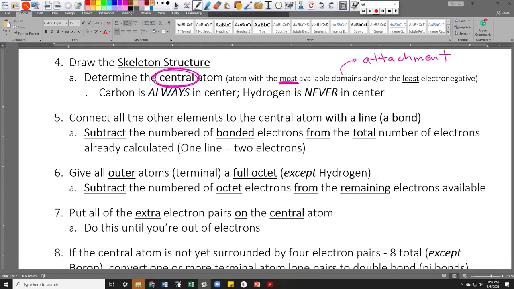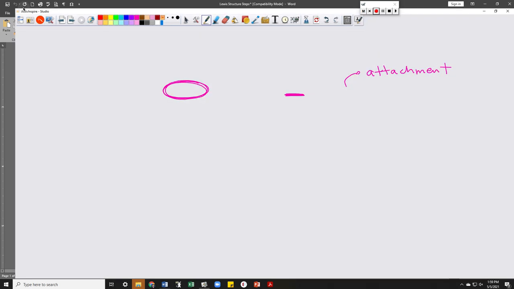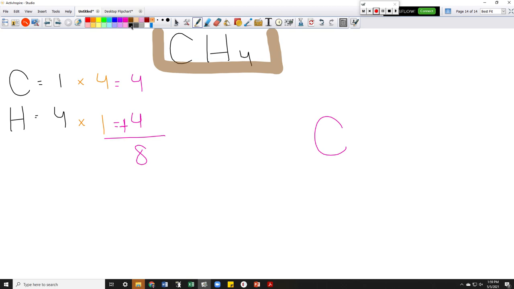Number 5. Connect all the other elements to the central atom with a what? What does a line represent? A bond. So here's what we're going to do. We're going to connect them up. How many do I have to connect? 4. I'm going to ask this question. It's very important. All 4 hydrogens want to be as close together or as far apart as possible. As far apart. So I'm going to draw them like this.